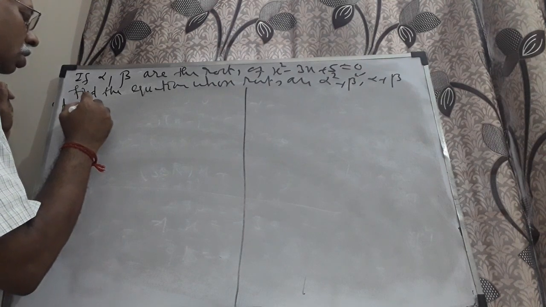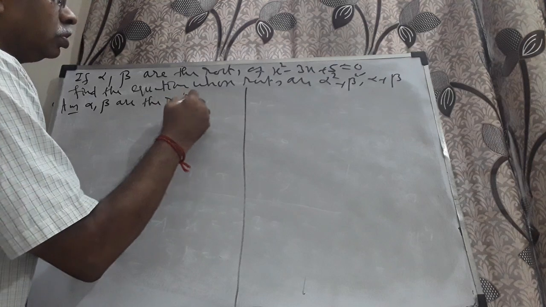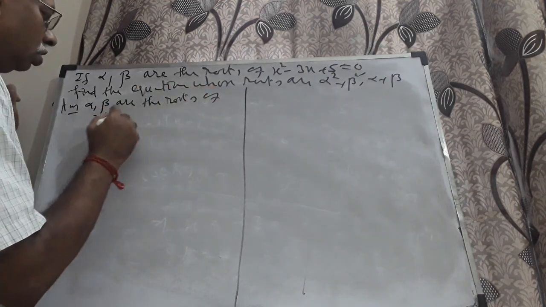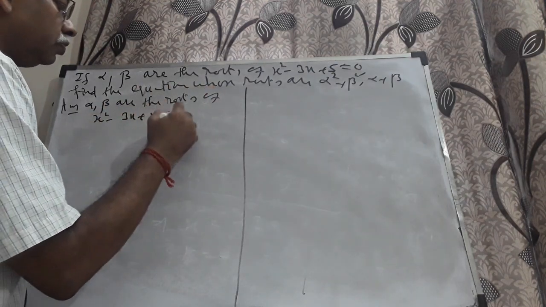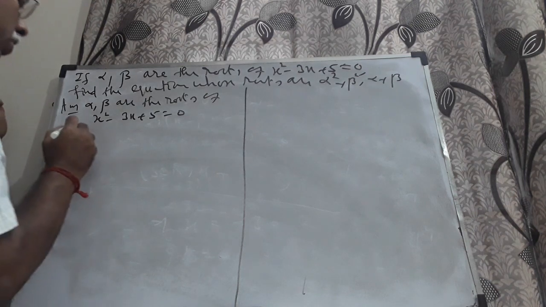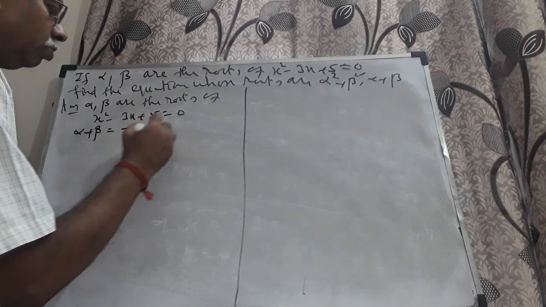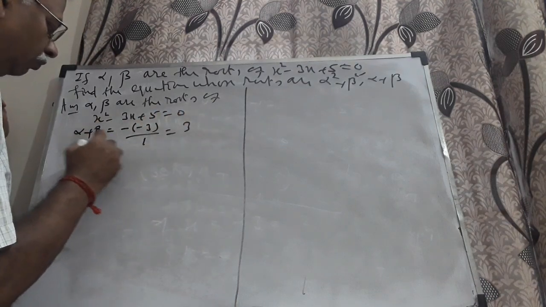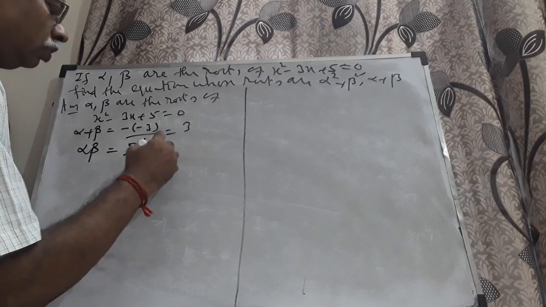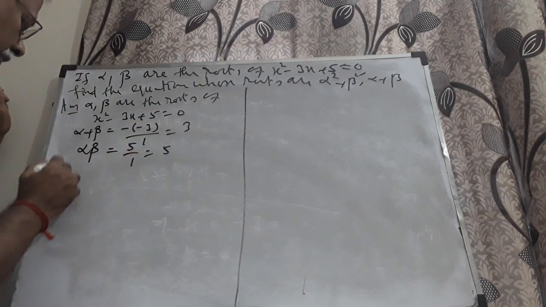Okay, alpha, beta are the roots of x square minus 3x plus 5 is equal to 0. Remember carefully, I won't be solving the equation in such cases. It may be even a complex root also, I am not bothered. Now alpha plus beta here is minus of minus 3 by 1, which is 3. Alpha beta is 5 by 1, which is 5. Here it is minus b by a is the application, c by a is the application.